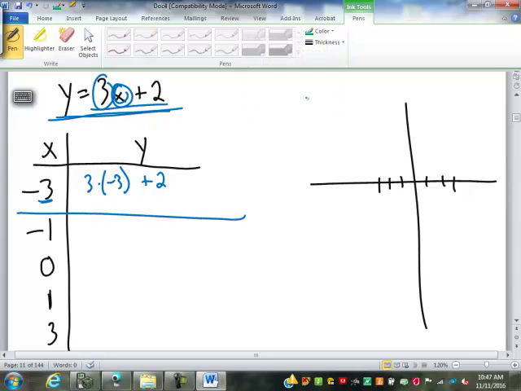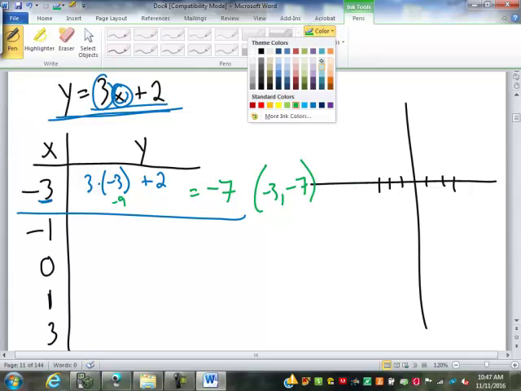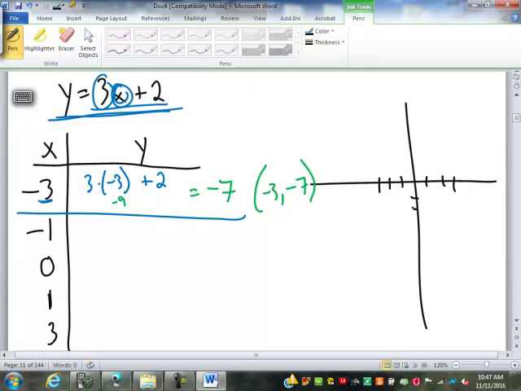Now I go ahead, if I calculate it out, 3 times -3 is -9, plus 2 is -7. So that's giving me an ordered pair. X is -3 when y is -7. So I can put a dot here at -3, -7. Right there. Or close to it.